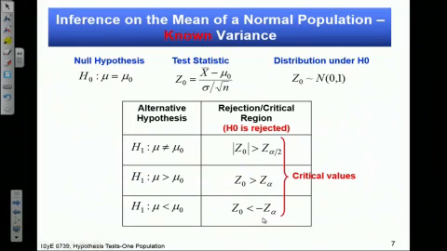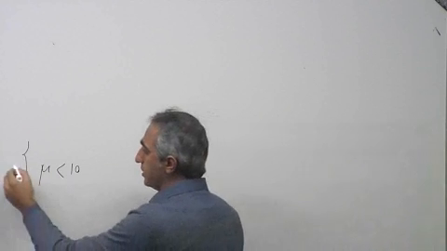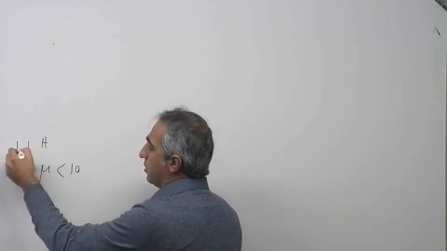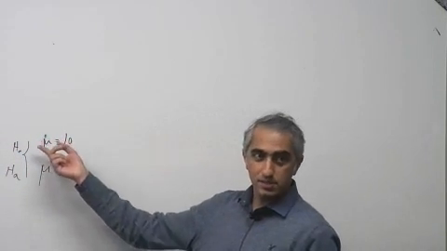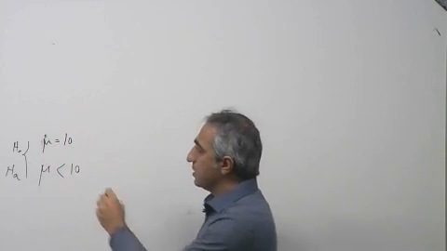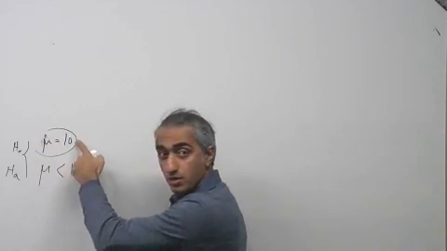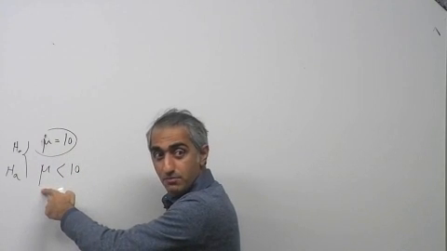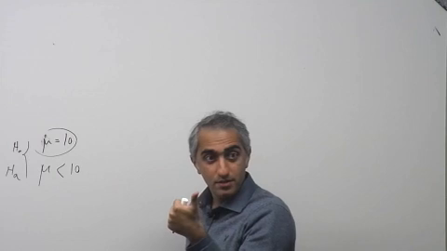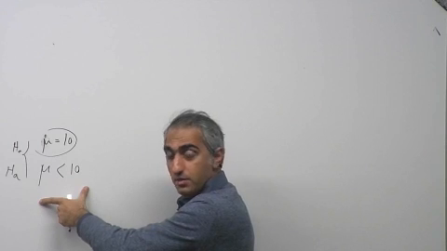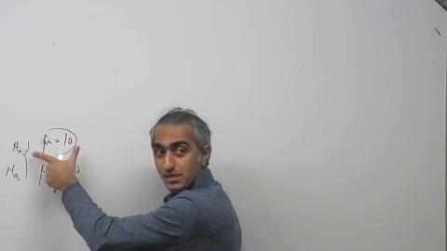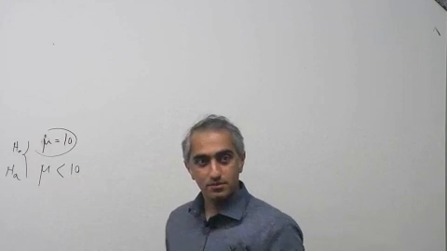For example, you want your waiting time to be less than 10. So you put it in H alternative. What is your H null? Mu is equal to 10. And we said implicitly this is greater than or equal to 10. So if you reject H null, then what happens? Your mean waiting time is less than 10, which is a good thing. If you reject H null, then this is H alternative. But if you fail to reject H null, it means what you said in H alternative is not true.